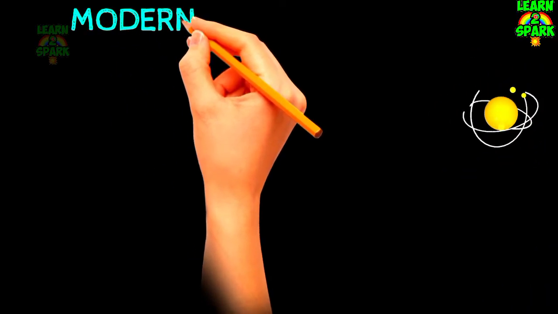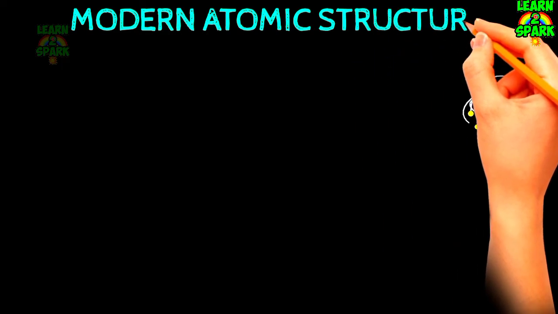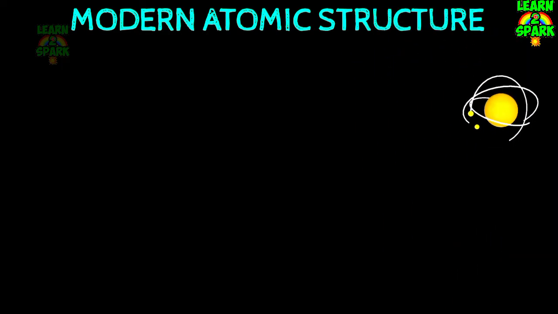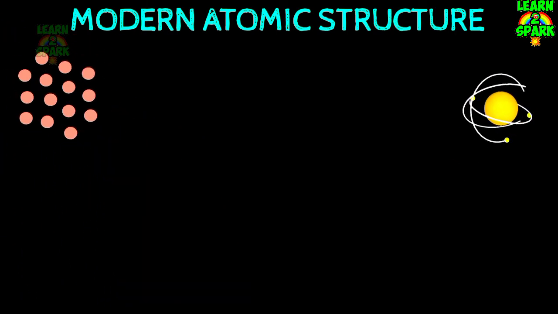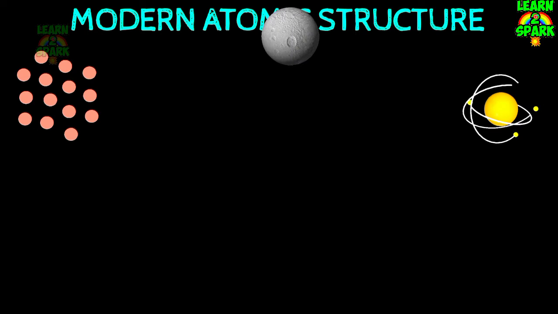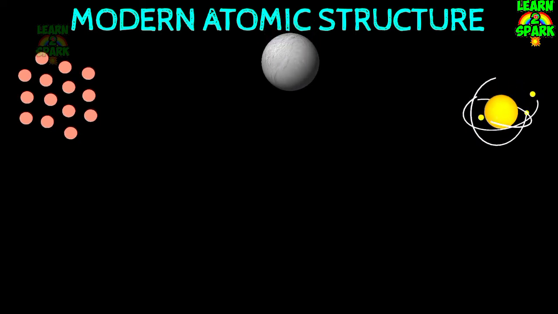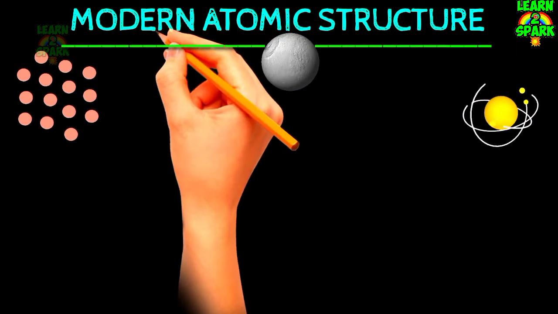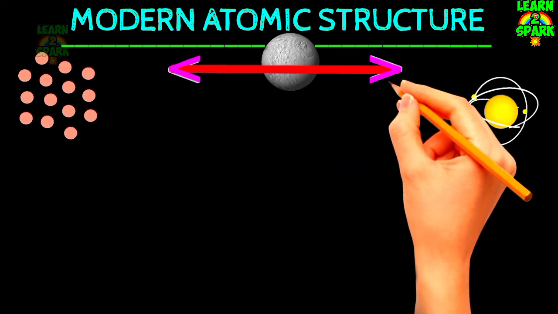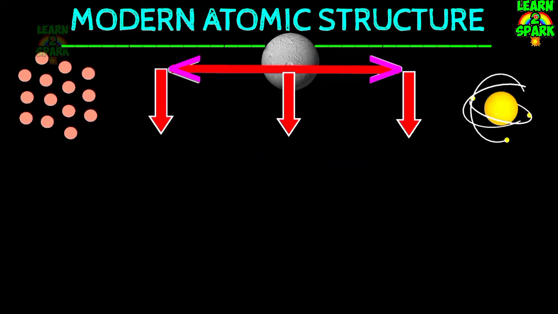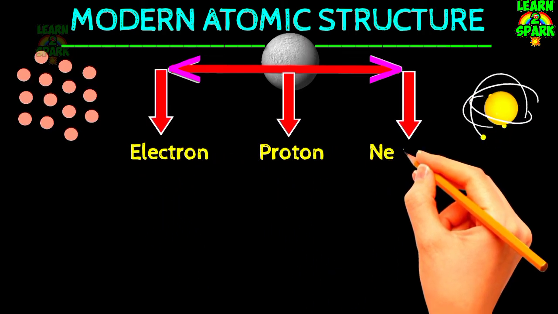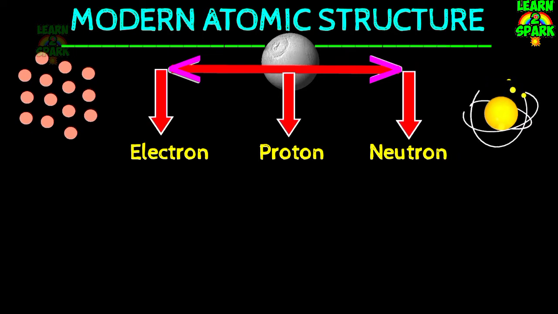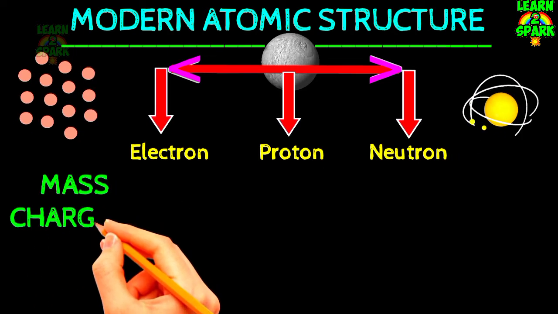We all know atoms are the structural units of elements or compounds. It is the smallest unit of matter which can take part in chemical reactions to form a compound. Let's find out the constituents of atom in details using modern atomic structure, which tells us that atoms can be further divided into three subatomic particles that are electrons, protons, and neutrons. Let's compare their mass and charge.